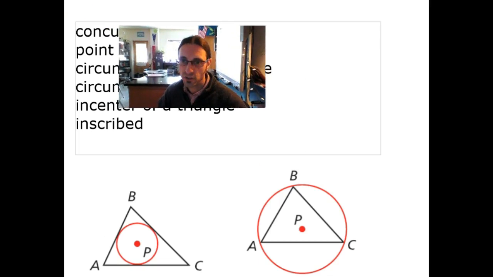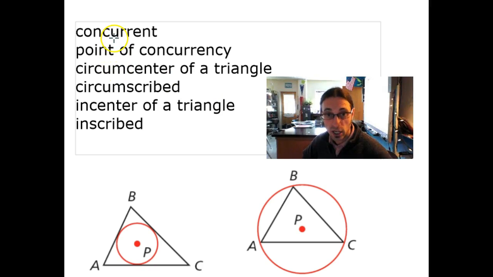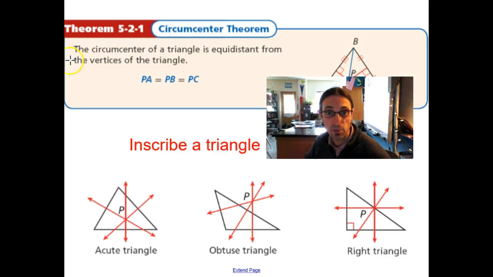So tons of vocabulary here. Again, we talk about concurrent, where lines come together. A point of concurrency is where 2 or 3 or 4 lines come together. Circumcenter of a triangle, the point that is in the center. Well, what do you mean the center? Well, it's the point in which each corner is equidistant to that center point. Circumscribe means to make a circle around something. The incenter is a point equidistant to the sides, and inscribed means to draw inside. And again, you have these vocabulary terms, but they'll make more sense as we go ahead and apply them.